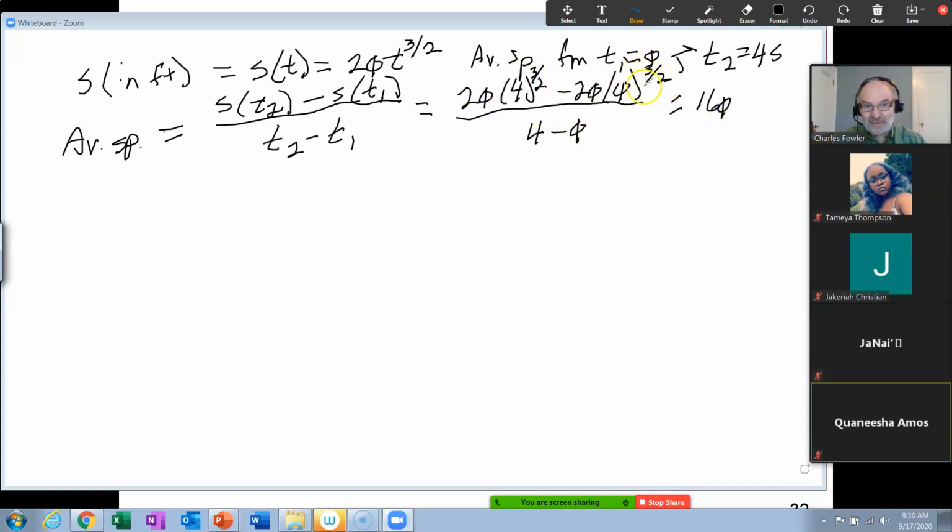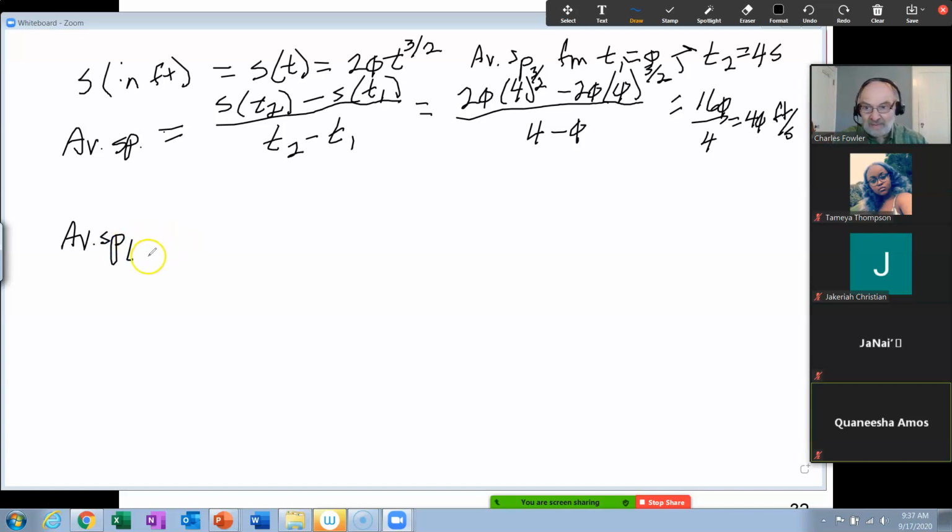Minus square root of 0 is 0, 0 cubed is 0, 0 times 20 is 0. So it's 160 over 4, which would be 40 feet per second. So there's the average rate of change, or the average speed, between T1 and T2. Okay, all right. So let's do the next one, the average speed.